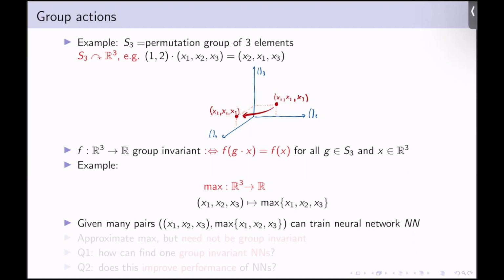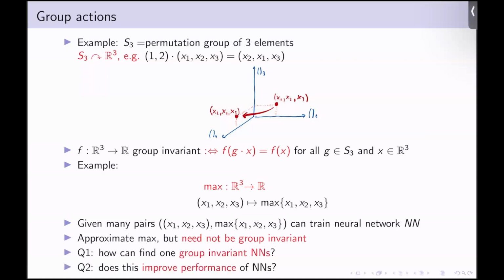So you could be given many pairs of x1, x2, x3, and their maximum, and feed this into some neural network to train it. And of course, in reality, you would have much more complicated input data and the output somehow depends on it. But what I say doesn't really depend on how complicated this group action is or how complicated this map is. So it's fine to think of the case of the maximum map. Now, if you do this, your neural network will do something. You will approximate your function max, but it won't in general be group invariant. I mean, why would it? It doesn't know that it's supposed to learn something group invariant.